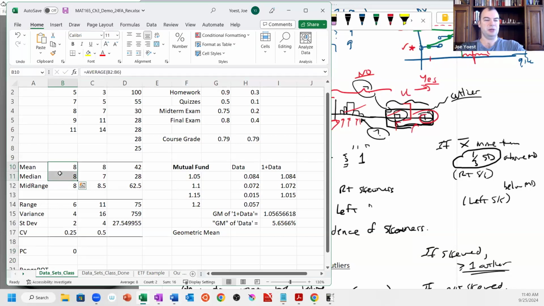And of course, Ashley's mean and median are exactly the same. The Pearson coefficient is 0. Mean minus median is 0. There's a lack of evidence of skewness for Ashley's data.